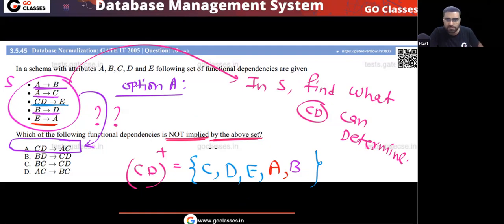B can determine D, that you already have. So anyway, is this a cover? Yes, this is the closure of CD.